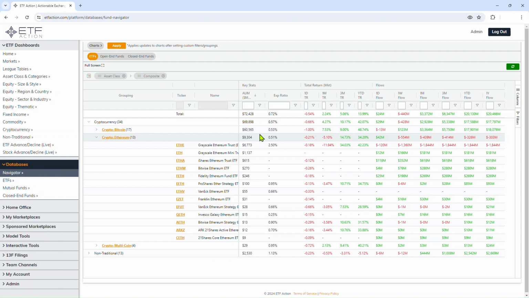And as always, remember, once you get your filters set, it does create auto links into the database for more in-depth analytics.